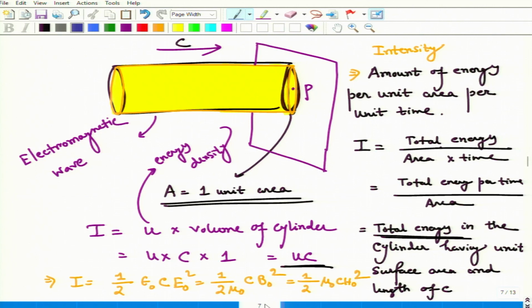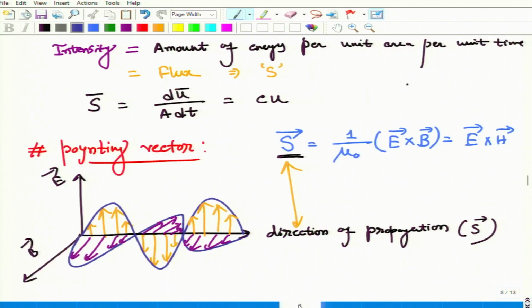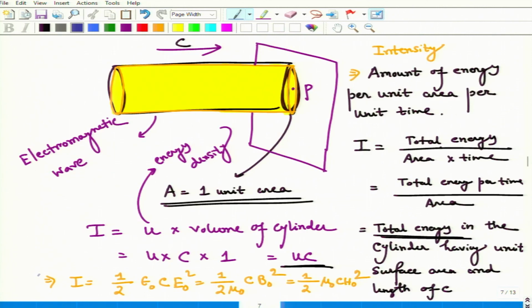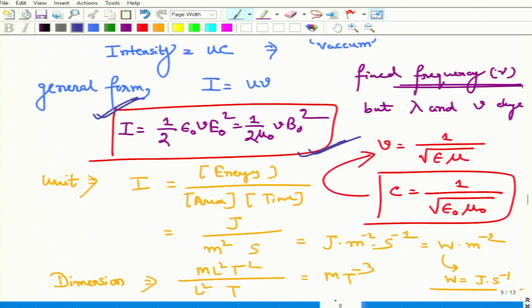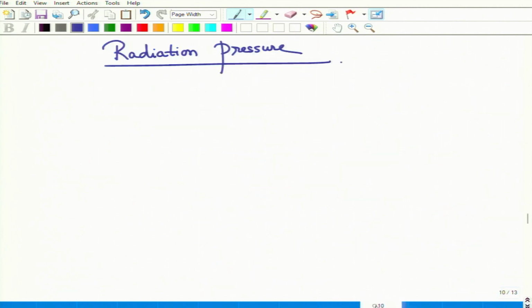Welcome back. In the last part of the lecture, we discussed the intensity of the radiation and derived the general expression for it. We also discussed the Poynting vector and the general form of the intensity. Now, in this part, I will briefly discuss radiation pressure, and then we will do some numerical exercises. What does radiation pressure mean?